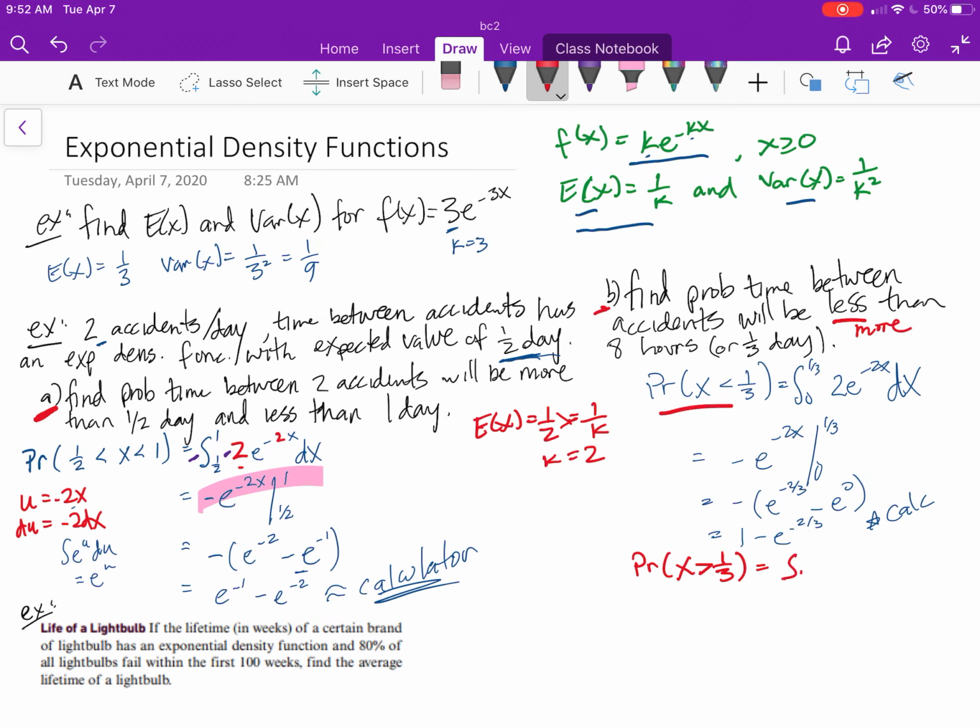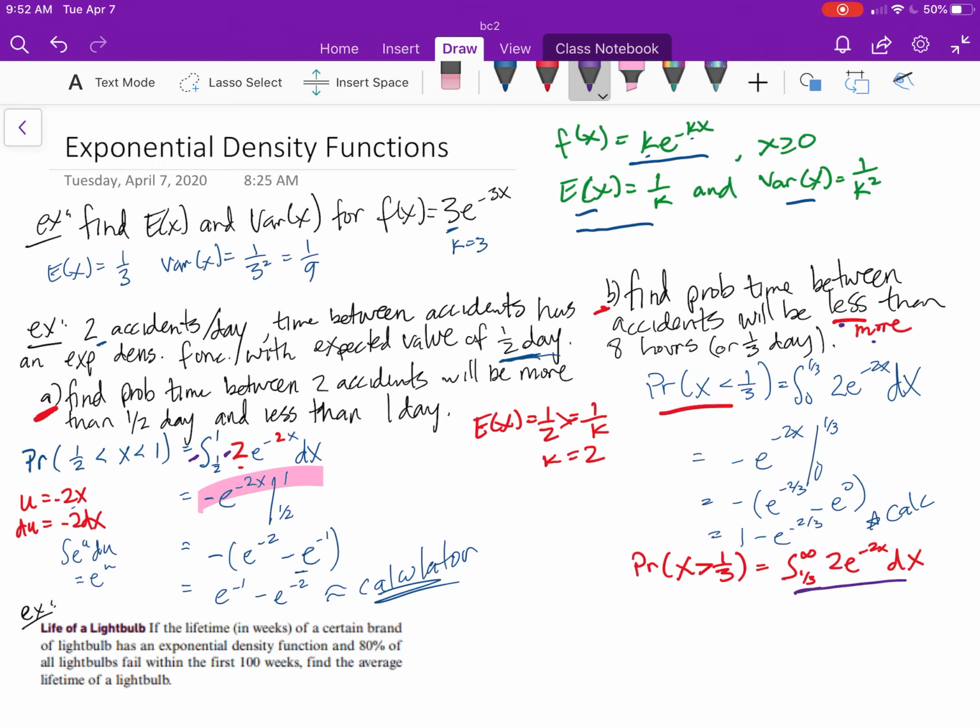Well, now we'd have this improper integral, right? 1/3 to infinity, which is okay. I mean, we learned how to do this. But instead, because of these two, we call them complements, right? The events like less than 8 hours and more than 8 hours, those are the only two possibilities in this scenario. They should add up to 1.